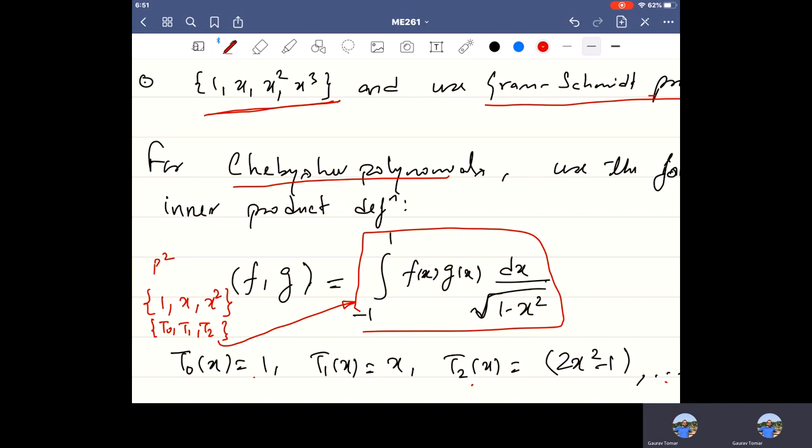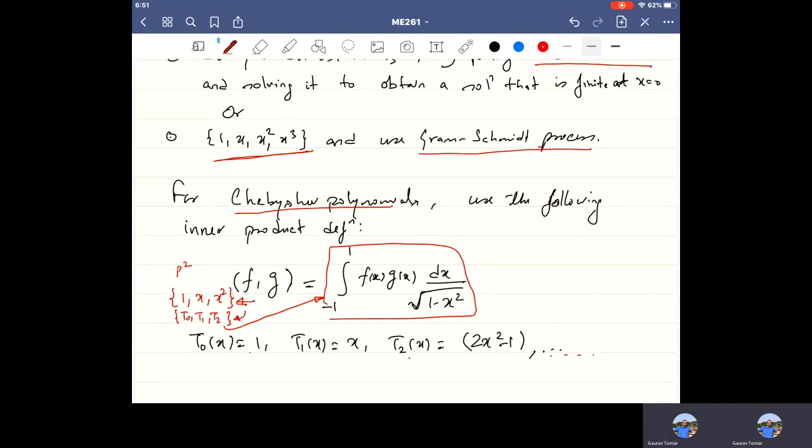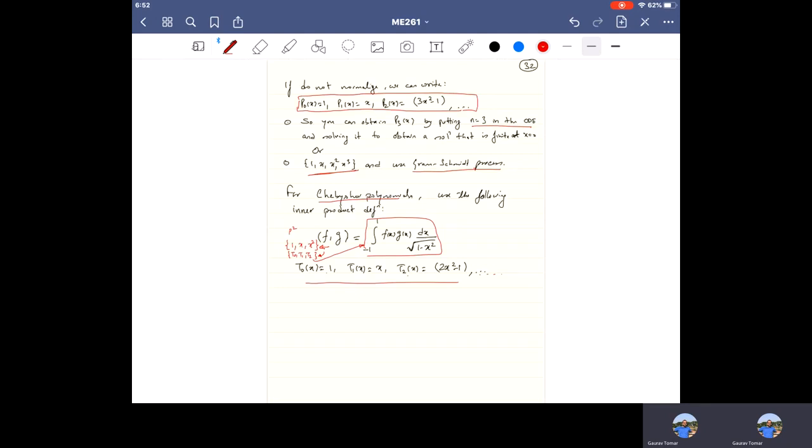Now we can use the Gram-Schmidt orthogonalization process on this basis to get these three. So that will be your homework, to get these Chebyshev polynomials in this fashion. So we'll stop here today. Next time we'll talk about linear transformations.